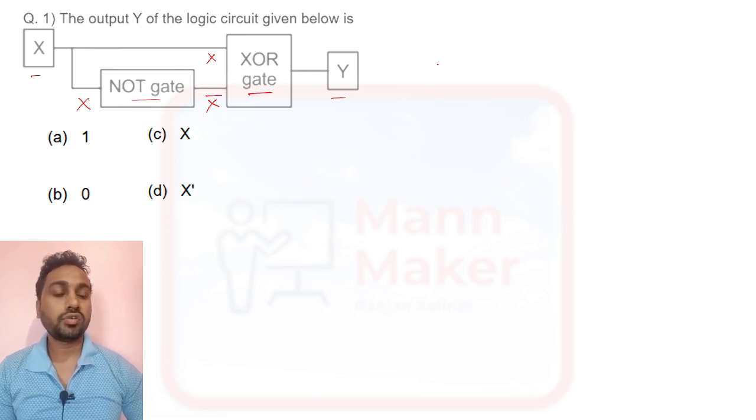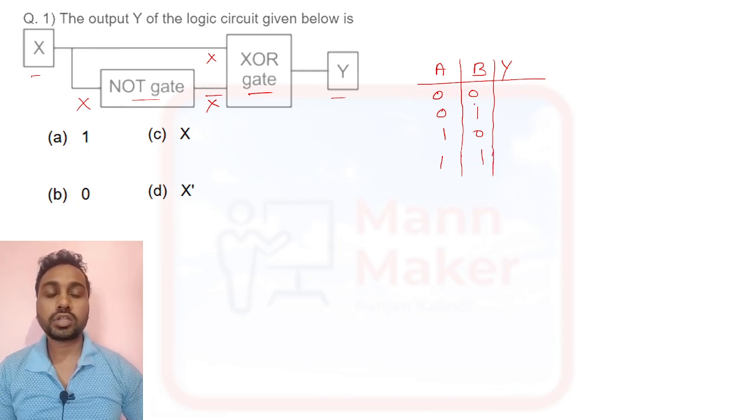XOR gate. So for an XOR gate, suppose A, B, we have a two-input XOR gate. Then the combinations are 0 0, 0 1, 1 0, 1 1. We have four conditions for the XOR gate. If both inputs are the same, then the output will be 0. And if only one is high, then the output will be high. This is the truth table for the XOR gate. Now see, we have X and X bar as input.